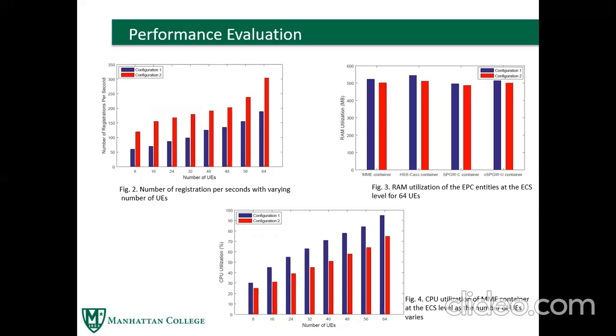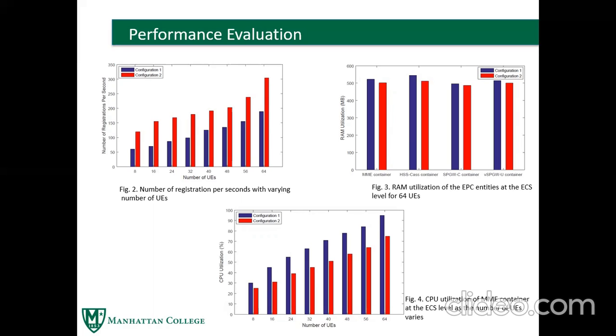Figure 3 shows the RAM utilization metric for the two configurations. And you can see that the RAM usage does not saturate as the workload varies for 64 UEs. Next, we tested the CPU utilization of the EPC entities and found that only the MME container provides a significant change in terms of the CPU metric with a maximum of 64 UEs. So we evaluate only the CPU utilization of the MME entities, as shown in figure 4.